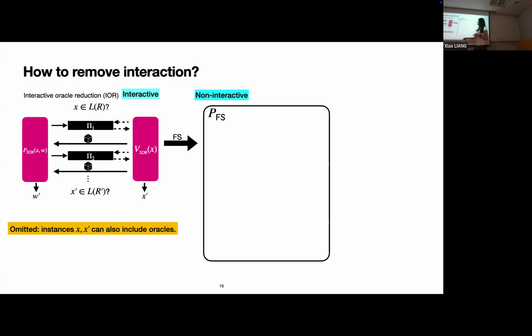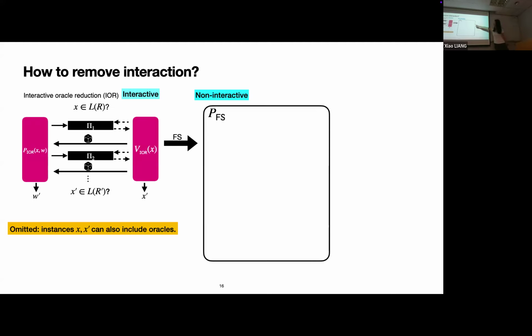Also note that in this talk, I'm going to omit some details about IOR, because in IORs, the instances can include some oracles. It means there are parts of the instance where the verifier will only have oracle access, and will not take them as input. It just introduces some more complexity to the proof, but I will not be focusing on it today.